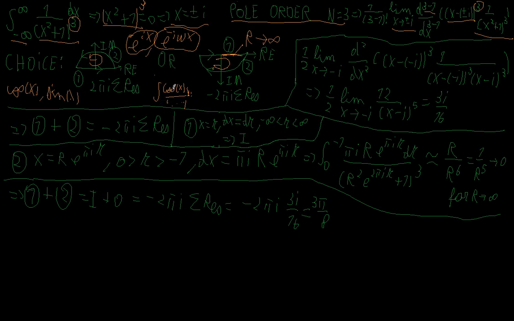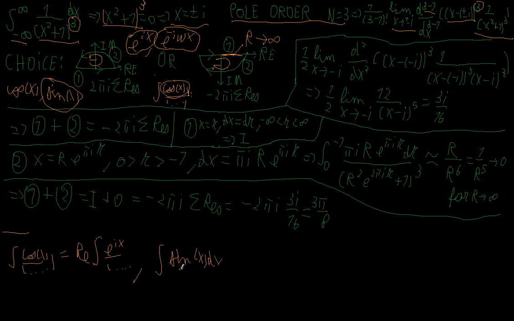Then we say that this cosine of x or sine of x is the real or imaginary part of e to the ix. The integral with cosine of x is the real part of the same integral with e to the ix, and the integral with sine of x is the imaginary part of the same thing with e to the ix, okay. But here that's not the case. We only have 1 above the fraction bar, so we don't care.